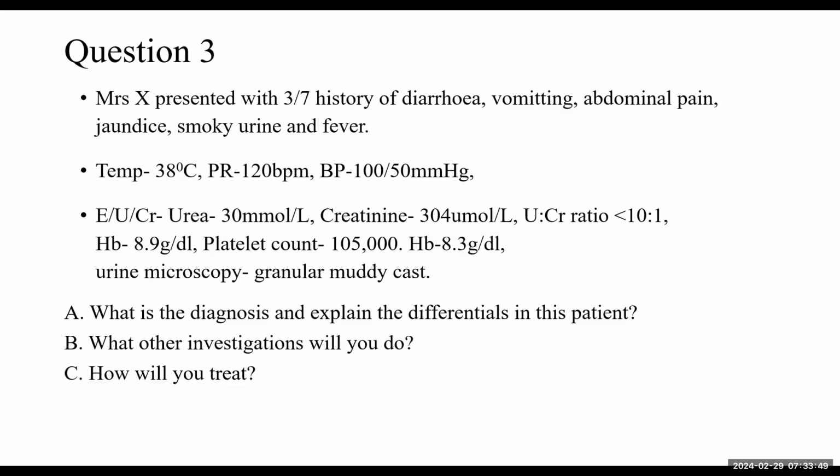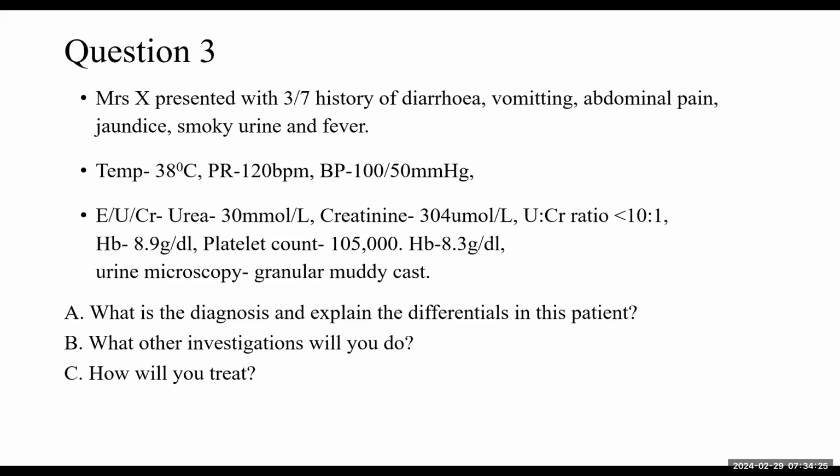Good morning, my consultants, senior colleagues, and colleagues. So I'll be taking question 3 of the West African 2021 recall practice questions. The question reads, Mrs. X presented with a 3-day history of diarrhea, vomiting, abdominal pain, jaundice, and smoky urine, and a history of fever, with a temperature of 38 degrees Celsius and a pulse rate of 120 beats per minute, with a blood pressure of 100/50 millimeters of mercury. EUCr showed urea of 30 millimoles per liter, with a creatinine of 304 micromoles per liter.